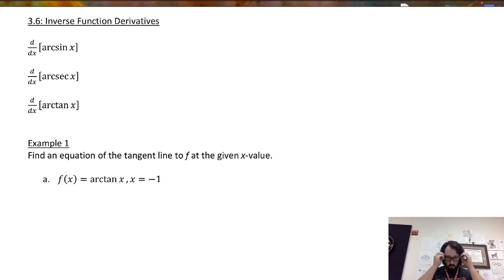All right, we are going to be doing the derivatives of inverse functions.